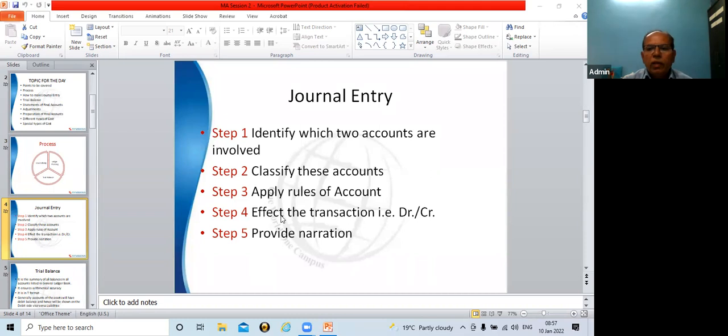Now we are very close to our end time, that is 9 o'clock. Almost 2 minutes are left. So today we will stop here and we will continue the other part in the next session.